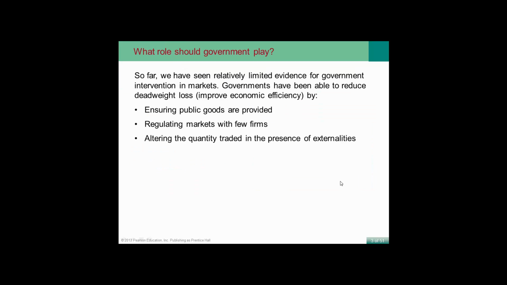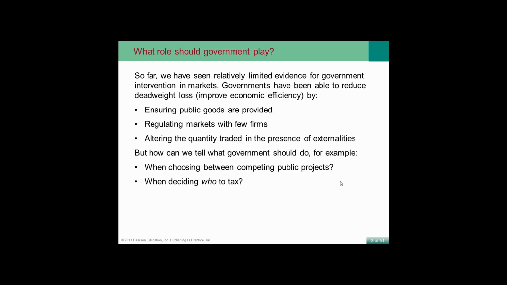So far, we've seen relatively limited evidence for government interventions in the markets. Governments have been able to reduce deadweight loss or improve economic efficiency by ensuring public goods are provided, regulating markets with few firms, and altering the quantity traded in the presence of externalities. How can we tell what the government should do? For example, choosing between competing public projects and deciding who to tax. We'll review this in this chapter.